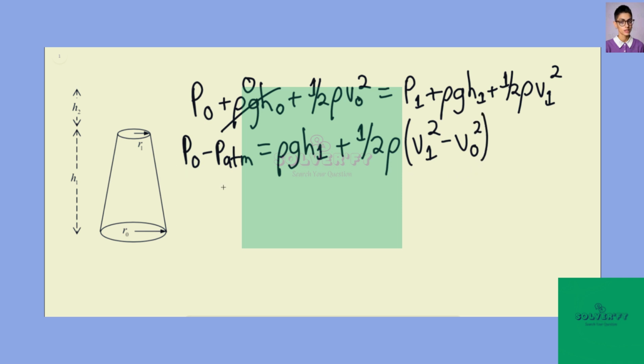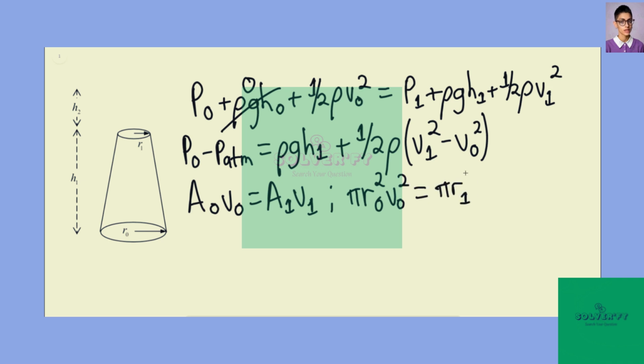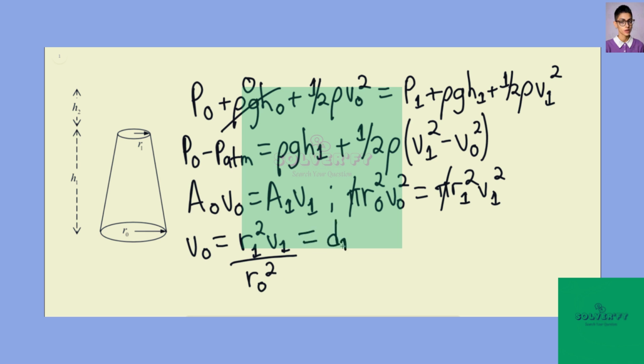We're going to use the equation of continuity now. The volumetric flow rate is going to, of course, stay constant. And given this, we can say that pi r naught squared v naught equals pi r sub 1 squared v sub 1. Pi's cancel out, of course, and we're getting that v naught, or the original velocity, will be r sub 1 squared times v sub 1 divided by r naught squared. And this is equaling d sub 1 squared times v sub 1 divided by d naught squared.